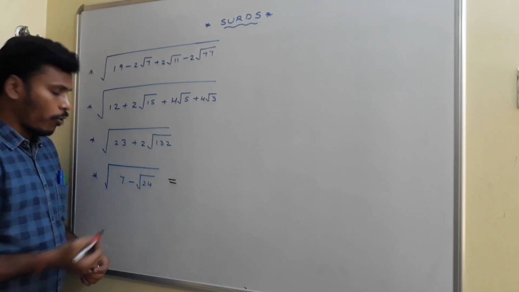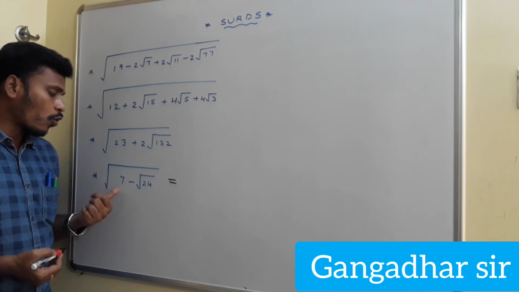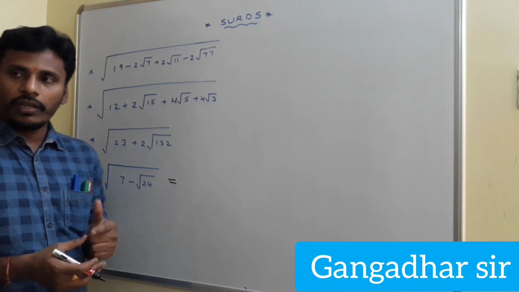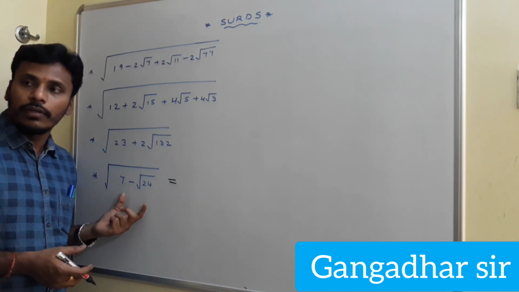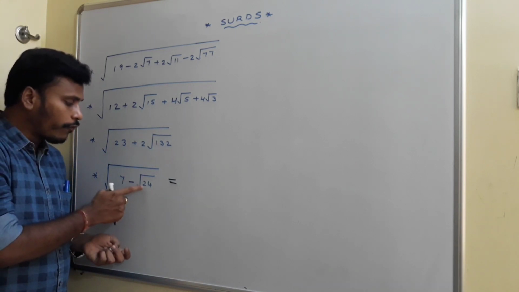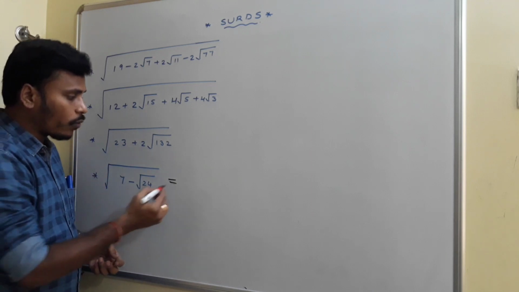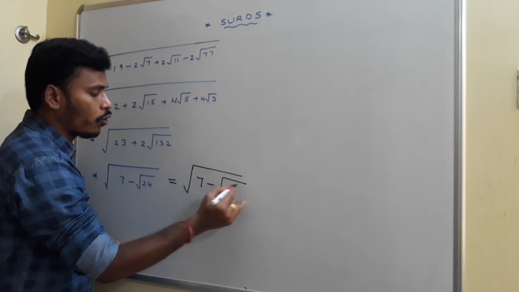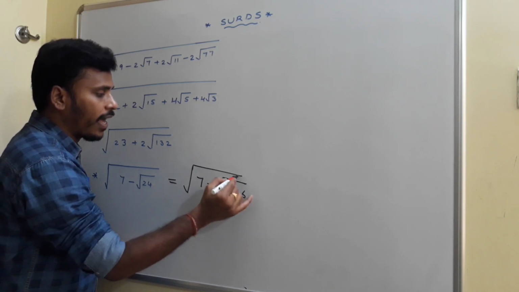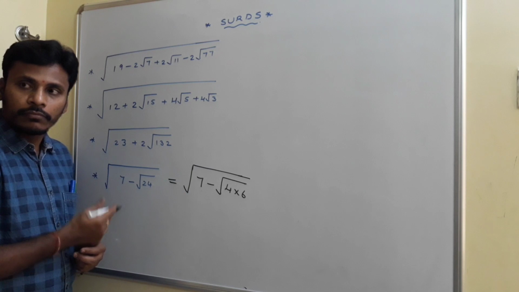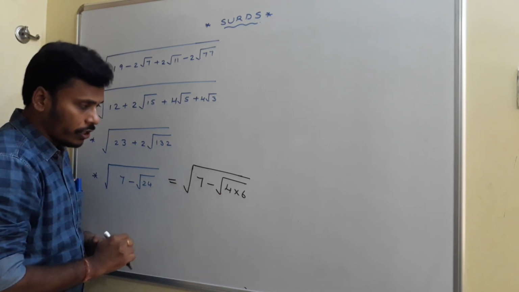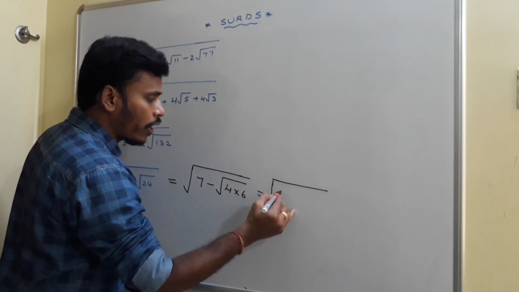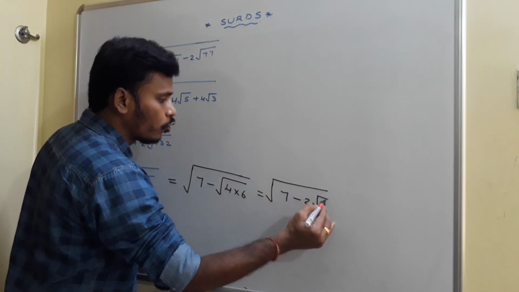If you look at this problem, what is given here? Square root of 7 minus root 24. How to solve it? As per our trick, to find the square root for such numbers, you need to make a 2 before this irrational part. So for that, square root of 7 minus square root of 24 can be written as 4 into 6. Is it right? Right. And now since it is 4 into 6, root 4 is 2, just make it 2, then it becomes square root of 7 minus 2 root 6.